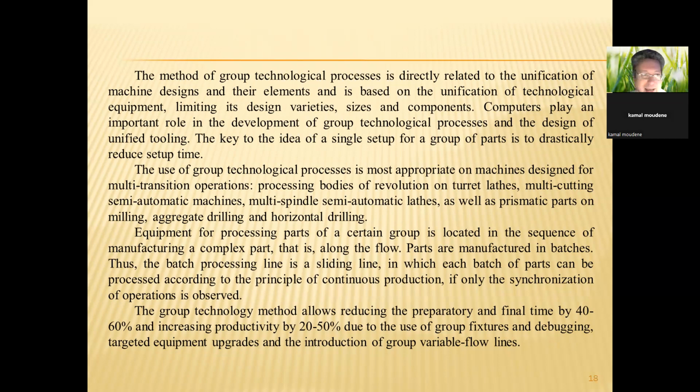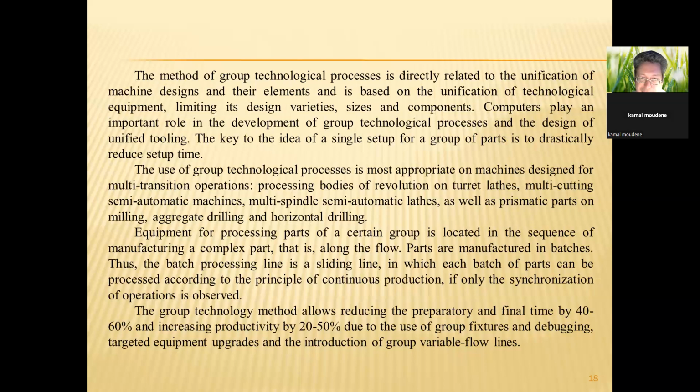Computers play an important role in the development of group technological processes and the design of unified tooling. The key to the idea of a single setup for a group of parts is to drastically reduce setup time. The use of group technological processes is most appropriate on machines designed for multi-transition operations.